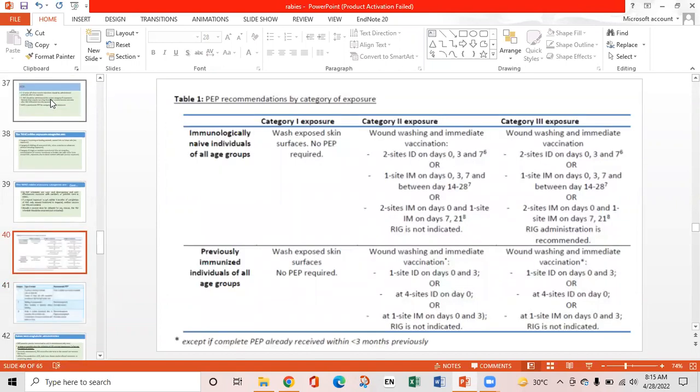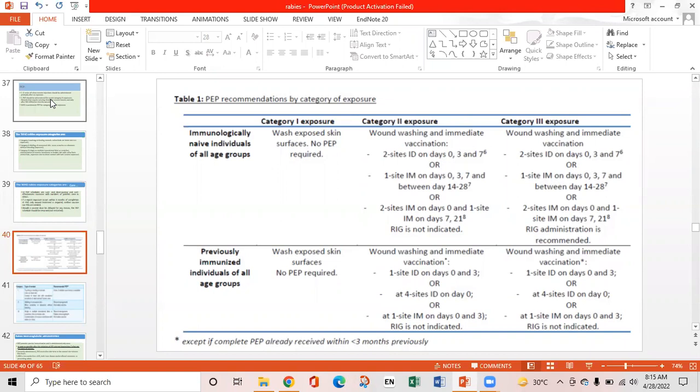Now it shows the recommendation of post-exposure prophylaxis according to the category. Immunologically naive individuals of all age groups in category 3 should be given vaccination immediately along with wound washing, and rabies immunoglobulin is given in category 3, while it is not given in category 2. Otherwise, the treatment in both is the same.